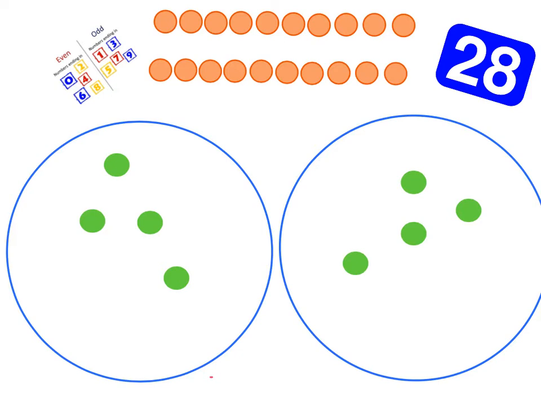So today we're going to learn a new trick of how to figure out if a number is even or odd without having to separate it into two even groups. Alright, are you ready to learn the trick? Okay, so the trick of finding out if a number is even or odd is we don't have to separate it into two groups to see if it's equal or not equal. We just have to look at the number.